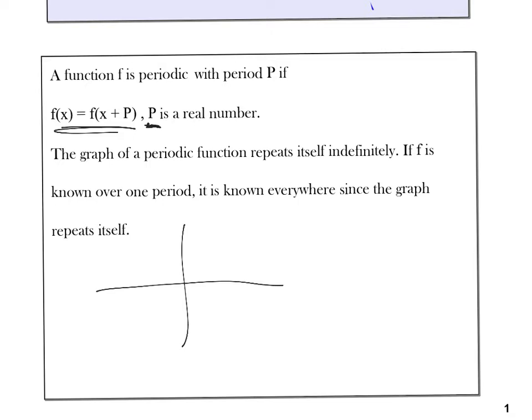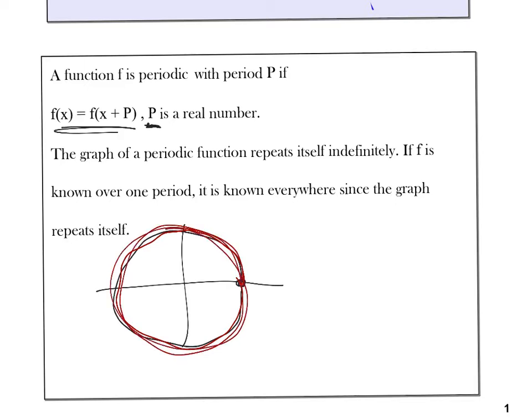So if you think about a circle as a merry-go-round, you learn all your values going all the way around the circle. Then the second time around the circle, you're repeating those values. So if it goes around once, twice, three times, you're just overlapping. You're just repeating those values as you go around the circle.